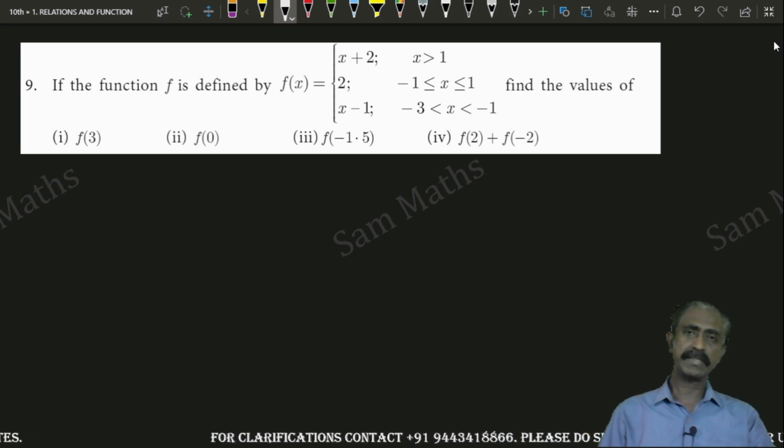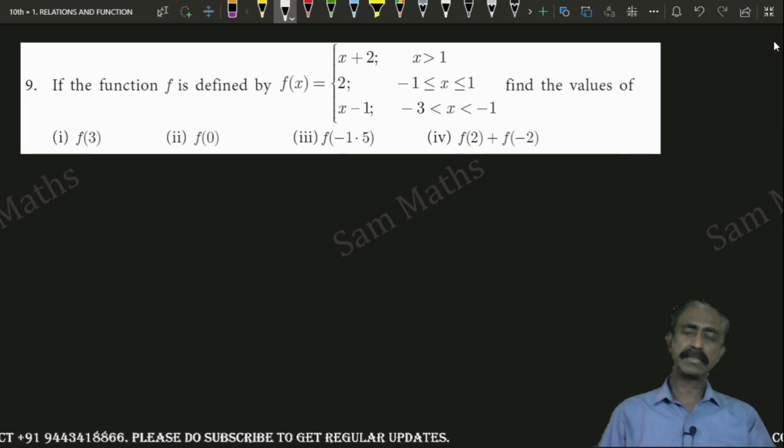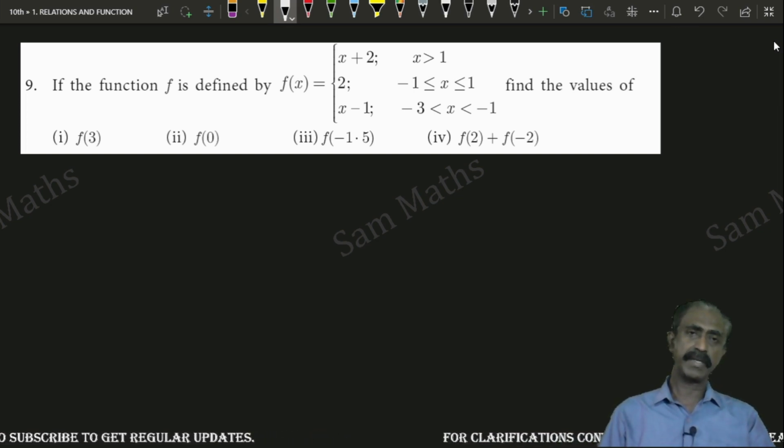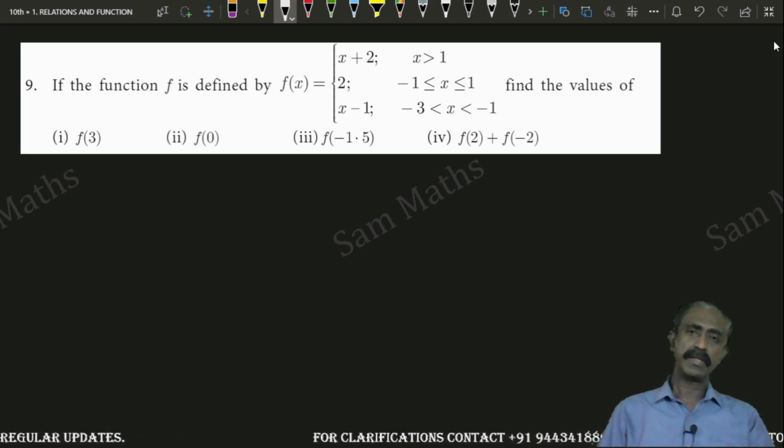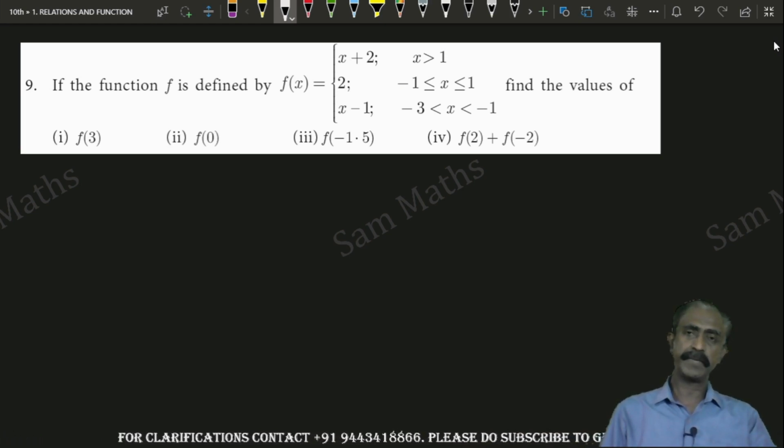Given f of x is equal to x plus 2, if x is greater than 1; 2, if minus 1 less than or equal to x less than or equal to 1; x minus 1, if minus 3 less than x less than minus 1. Find the values of first one f of 3, second one f of 0, third one f of minus 1.5, the fourth one is f of 2 plus f of minus 2.